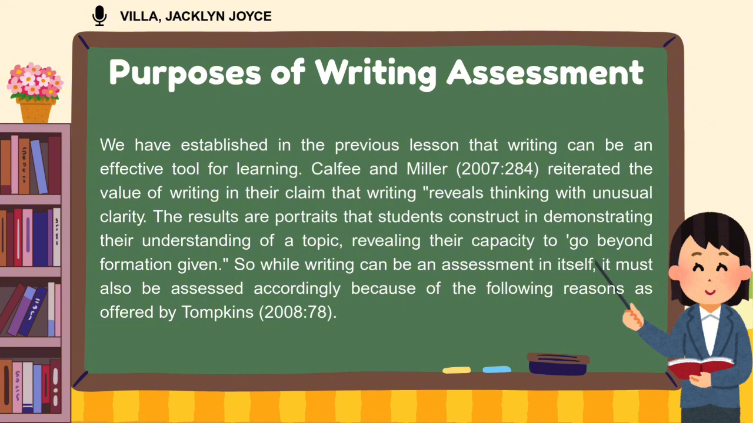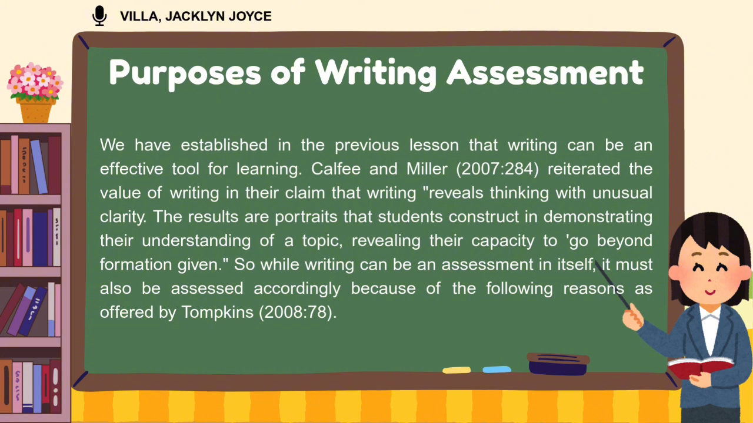We have established in the previous lesson that writing can be an effective tool for learning. Calfee and Miller reiterated the value of writing in their claim that writing reveals thinking with unusual clarity. The results are portraits that students construct in demonstrating their understanding of a topic, revealing their capacity to go beyond information given. So while writing can be an assessment in itself, it must also be assessed accordingly because of the following reasons as offered by Tompkins.